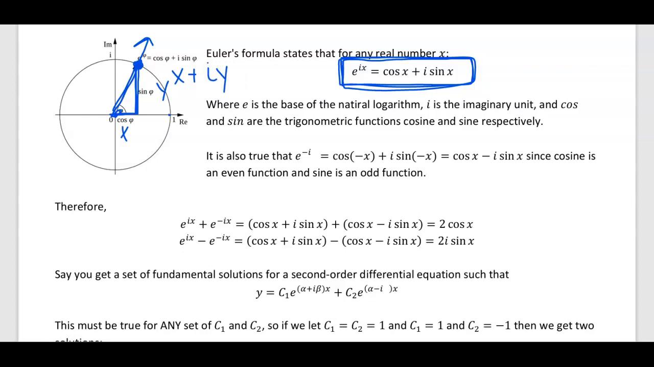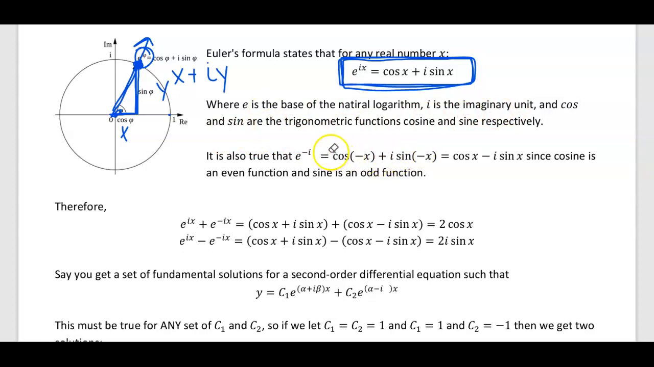And so Euler's formula says that that point can be written as e to the i phi, technically, what that angle is instead of theta. It's a phi, okay? So let's talk about this a little bit. Sorry, there's a typo here. E is the natural log base, i is the imaginary unit, and sine and cosine are just normal trig functions.